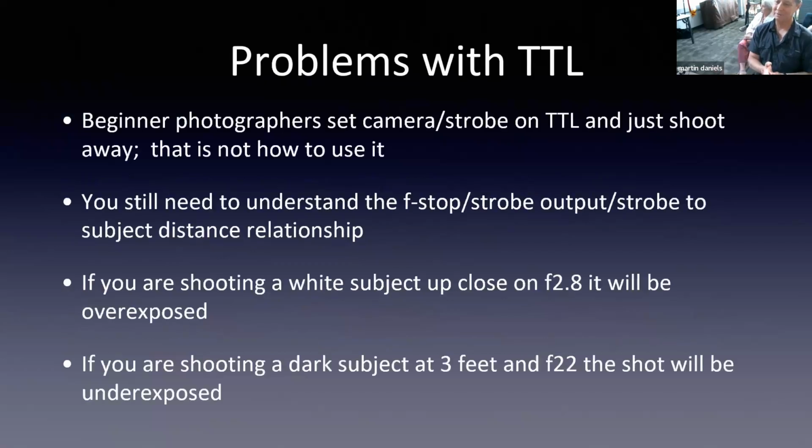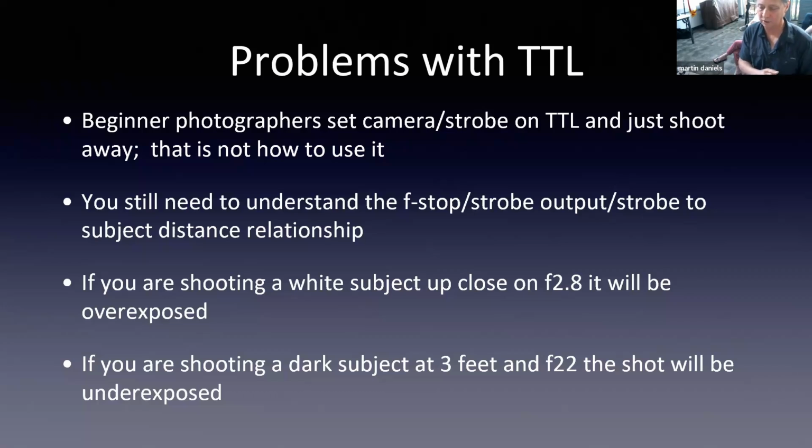The problem with TTL, like I said, is beginner photographers set the camera on TTL and they just go out shooting. You still got to understand that f-stop, strobe output, and strobe to subject relationship. So if you're shooting a white subject, like a white flounder on white sand, really close, and your f-stop's on f2.8 for some reason, more than likely it's going to be overexposed because your TTL is not going to be able to shut off that exposure quickly enough because that thing's going to get blown out almost instantaneously.